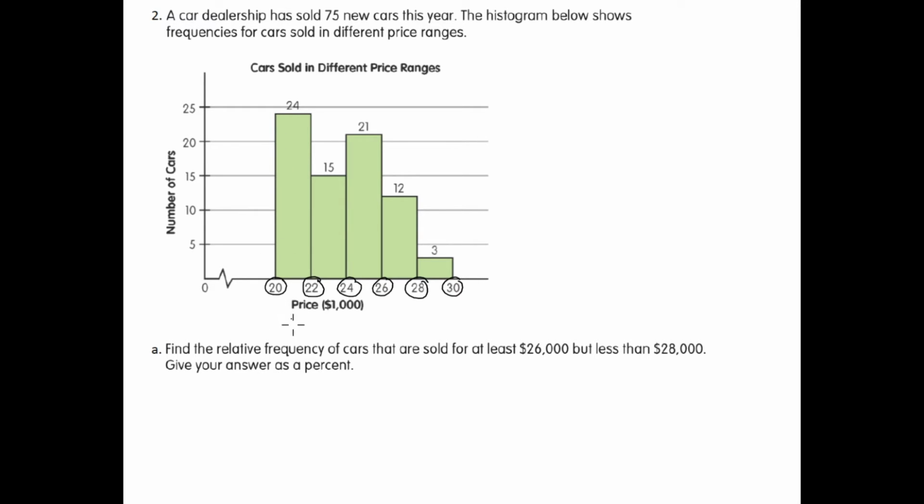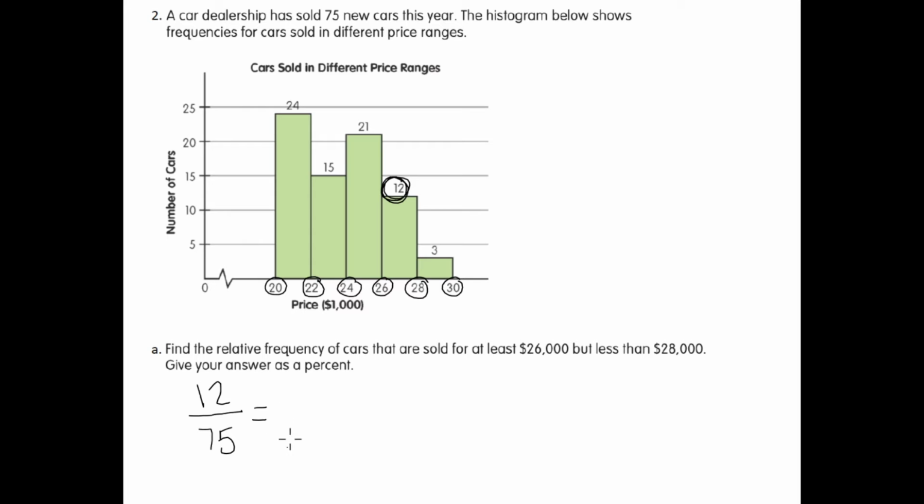So if we look at each section here, there was a total of 75 cars sold, and we are looking for the relative frequency of cars sold for at least 26,000 but less than 28,000. So that would be this section right here, 26 to 28. There are 12 of those cars that were sold. So looking for the relative frequency, we observe 12 being sold at that range, and that is over a total of 75. So we have 12 75ths.